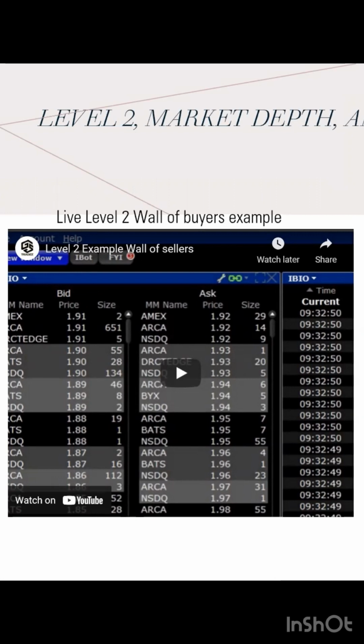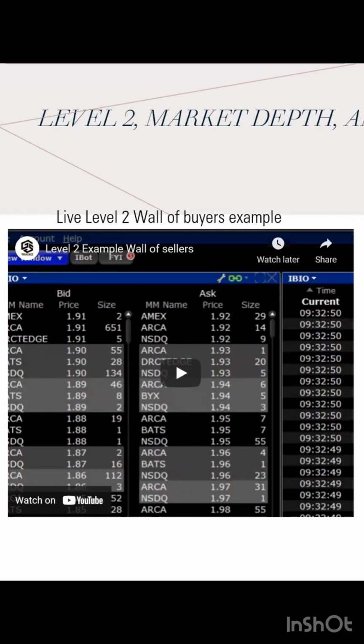Level two is a tool that traders use to see where buyers and sellers are looking to enter the market. So in this example right here, you see the bid side is the buyers and the ask side is the sellers. And when those buyers and those sellers meet at a price, a trade then executes. But until they meet at that price, they're just at odds trying to get the best price. They're trying to sell for more, and these guys are trying to buy for less. It's always a constant battle.